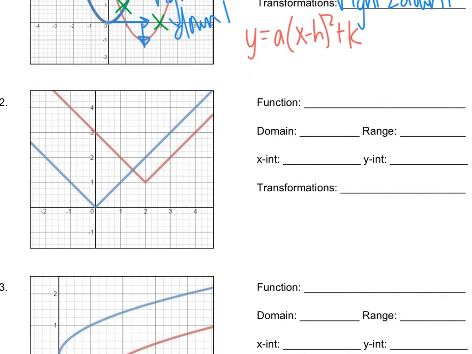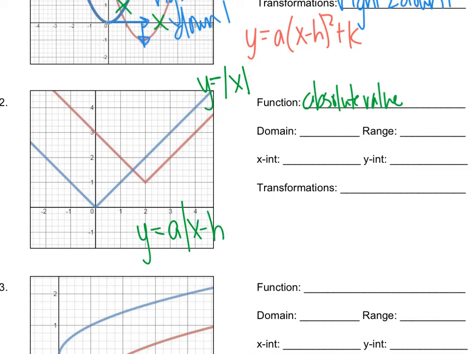The next one we're going to look at, hopefully you recognize v for absolute value. This is the parent function right here. The parent function is y equals the absolute value of x. And then the general equation is a times the absolute value of x minus h, plus k. So we want to see how the red graph has changed from the blue graph. Well, we went to the right 2 and we went up 1.